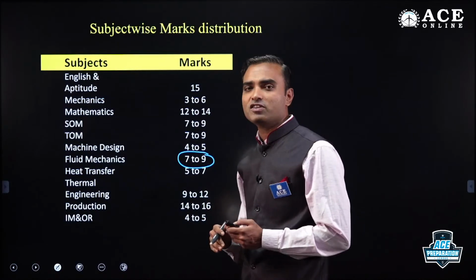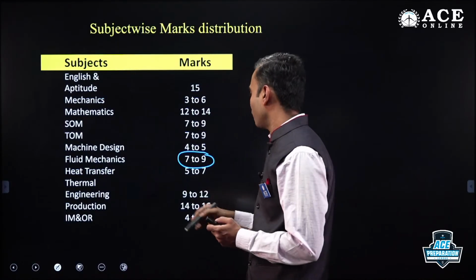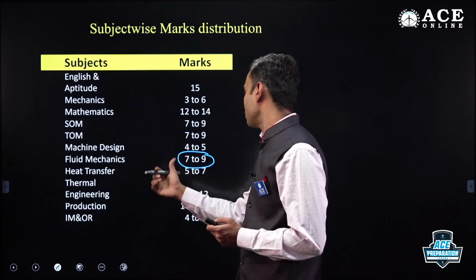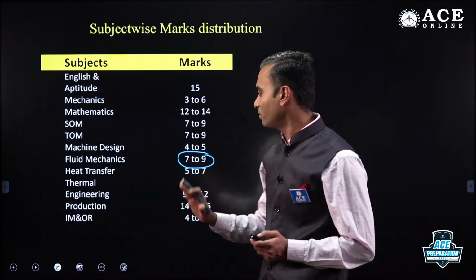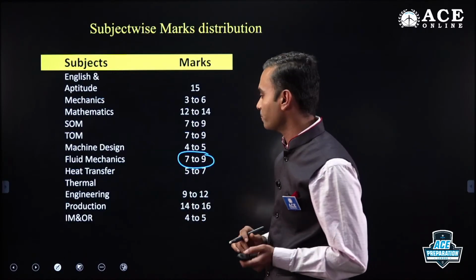You can see weightage for other subjects also. For civil engineering also, weightage of fluid mechanics is near about same. So around 7 to 9 or 10 marks you can consider for civil engineering also, right.